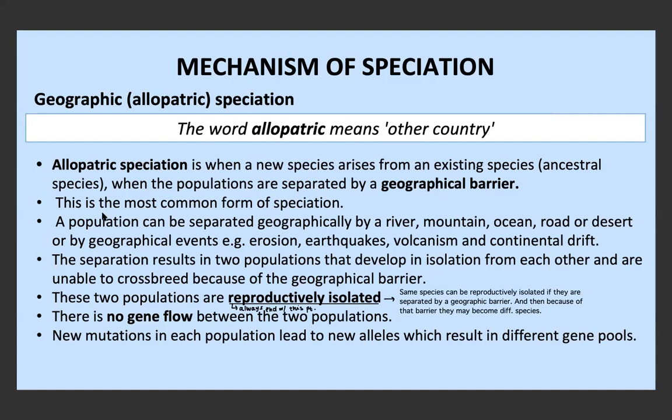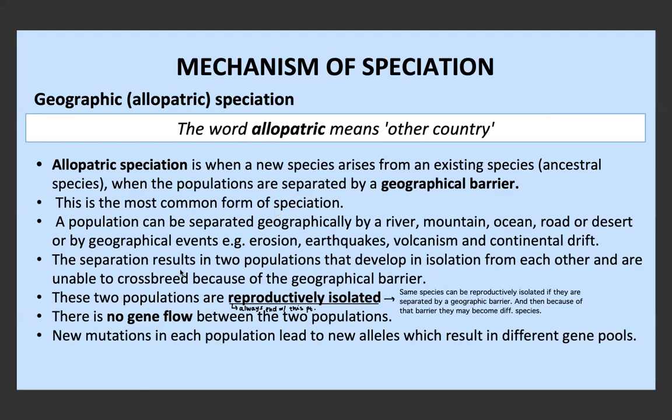A population can be separated geographically by a river, a mountain, an ocean, something like a road if it was smaller organisms, even non-mobile organisms like a plant, by deserts, or by geographical events that cause the separation, something like erosion, earthquakes, volcanism, and continental drift. The separation results in two populations that develop in isolation from each other, and they're unable to crossbreed because of this geographic barrier. These two populations are then reproductively isolated. This is a really important point to include in a paragraph or a flow diagram if you were asked about speciation.